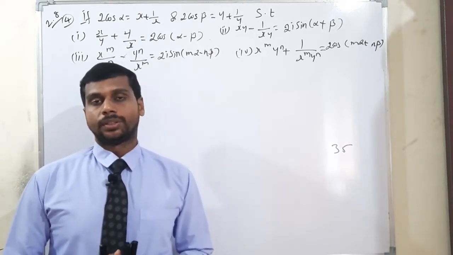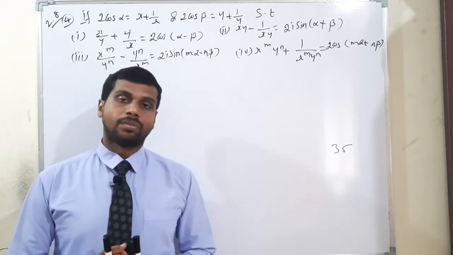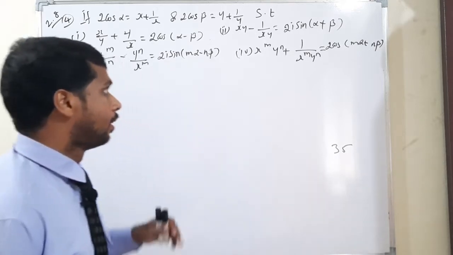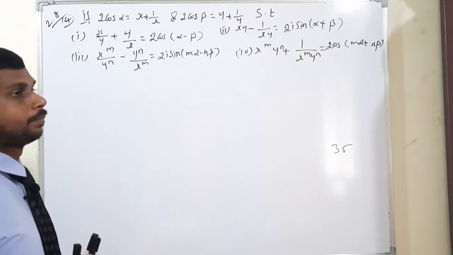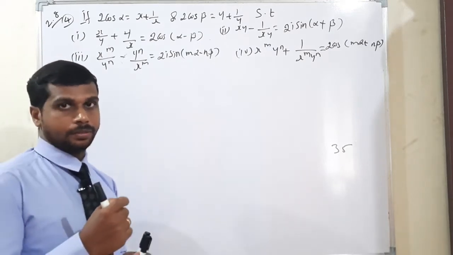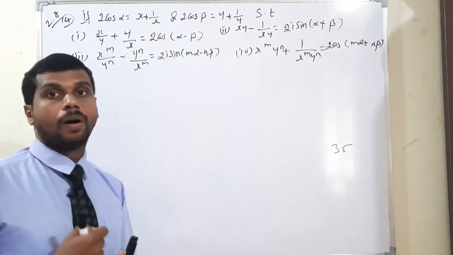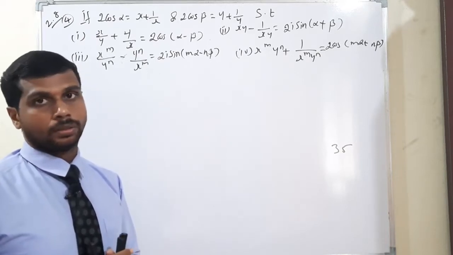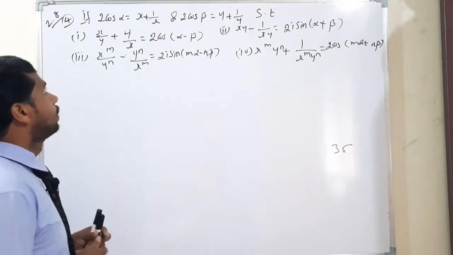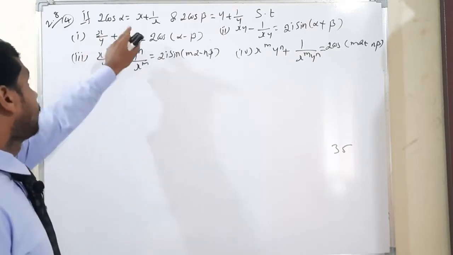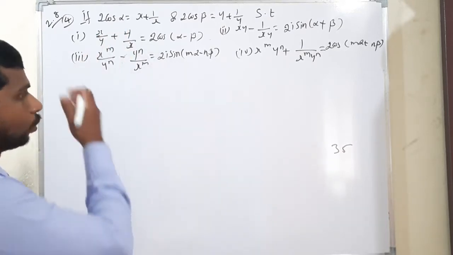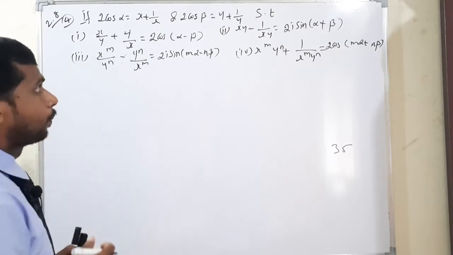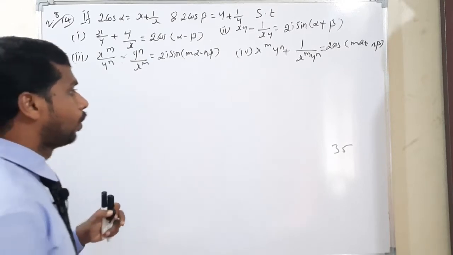In this conversation, we are going through continuation of exercise 2.8. One of the important questions is given with 4 subdivisions. Sometimes separately they will ask for 5 marks or 3 marks or 2 marks also. So listen. The main condition: if 2 cos alpha is equal to x plus 1 by x and 2 cos beta is equal to y plus 1 by y, we have to show that one by one.